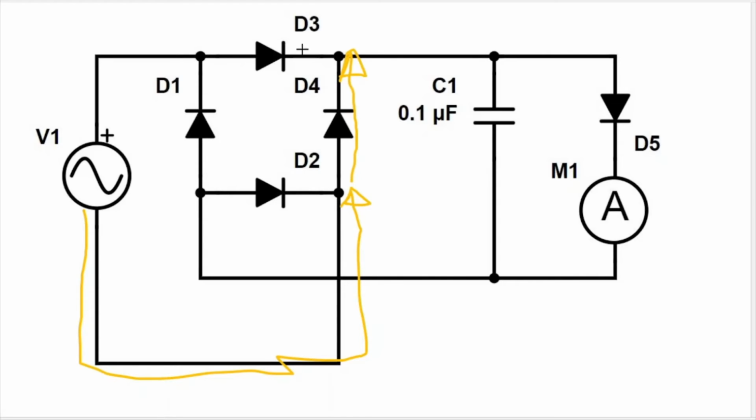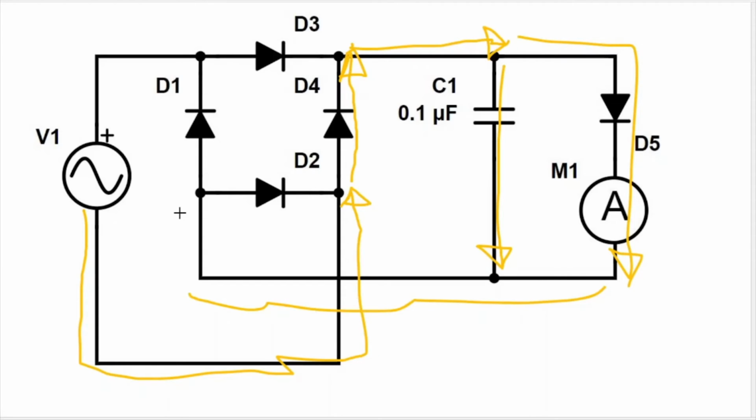D3 once again also blocks the current from going in the wrong direction. So it'll go this way again. It'll split off into the capacitor and the ammeter, once again giving a positive reading. It'll go back to the ground in the same path.